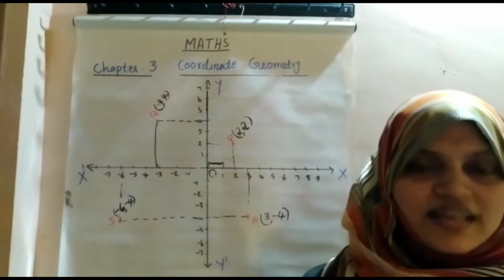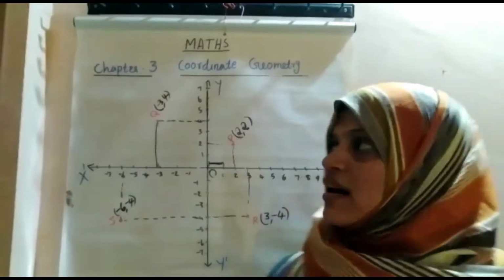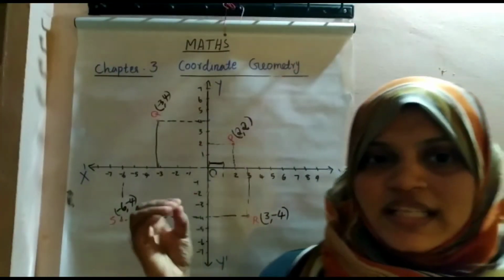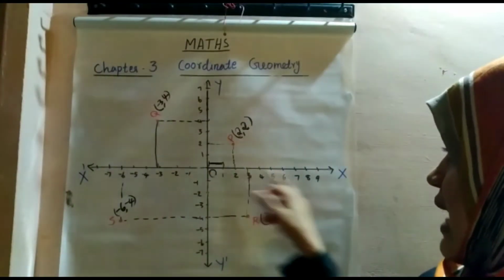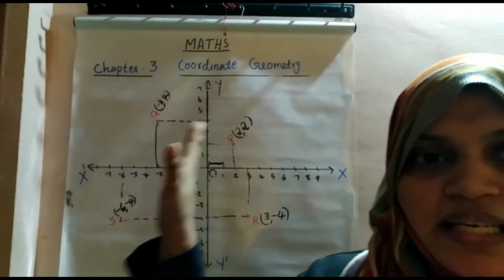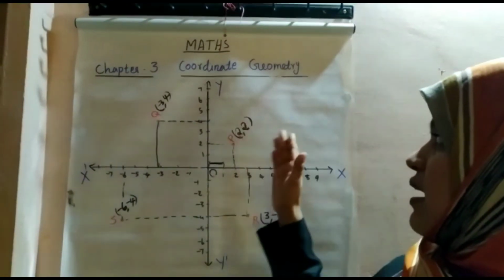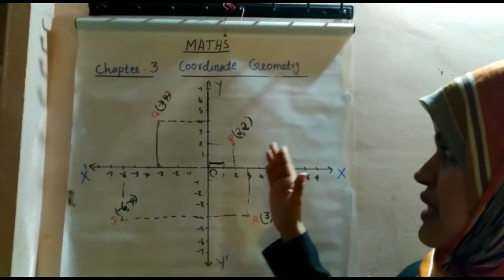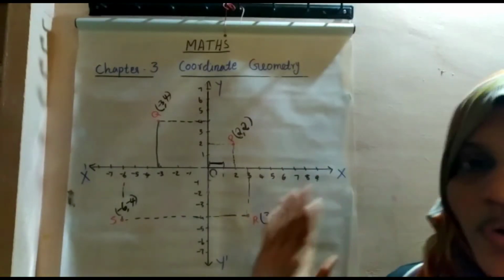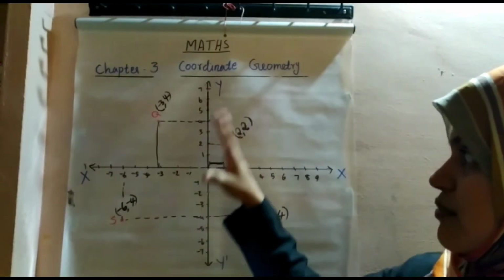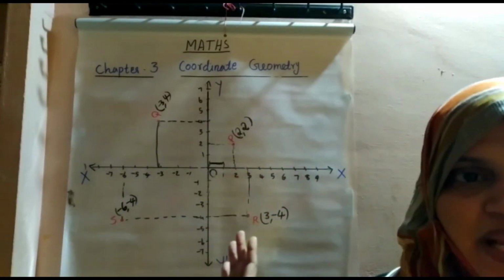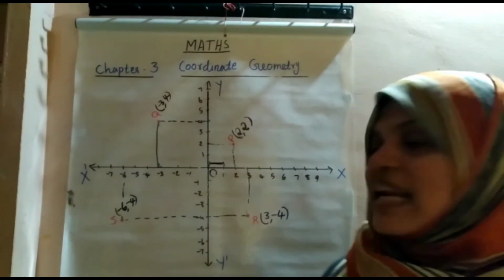So let's wind up today's class. We have learned coordinate geometry and these terms: x axis, y axis, vertical and horizontal lines, Cartesian plane or coordinate plane, then coordinate axes, abscissa or x coordinate, then y coordinate or ordinate, then how to locate points in the Cartesian plane, etc.